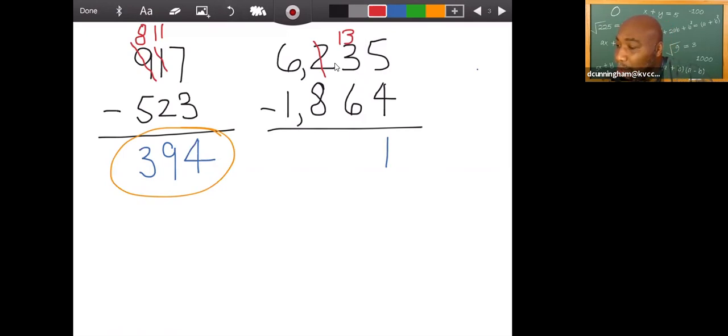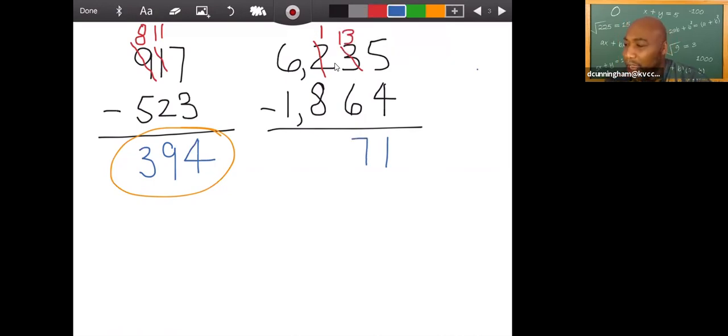And now that 2 will become a 1 because we borrow 1 from there. So the 3 is still there, but we borrow 1 and we put that 1 in front of 3, becomes 13. Now we're saying 13, which is bigger than 6, not just 3. Now we're saying 13 minus 6. So let's look at that. 13 minus 6, in our case, would be 7.